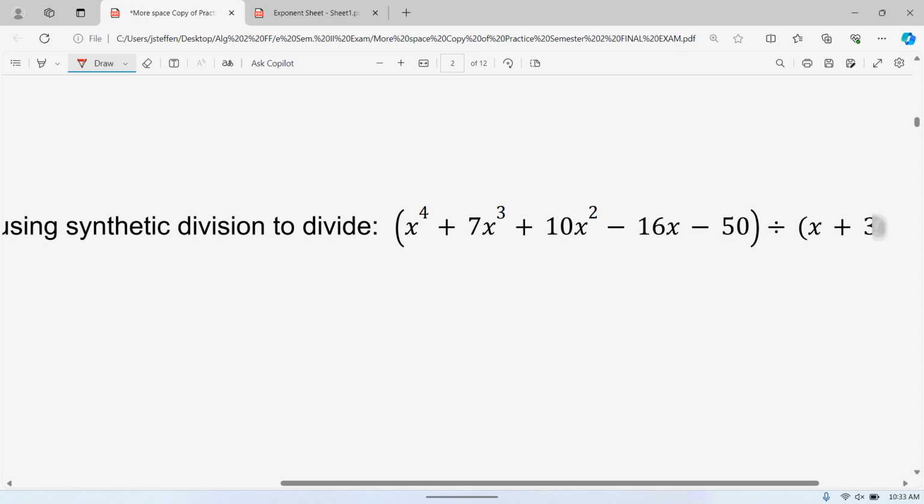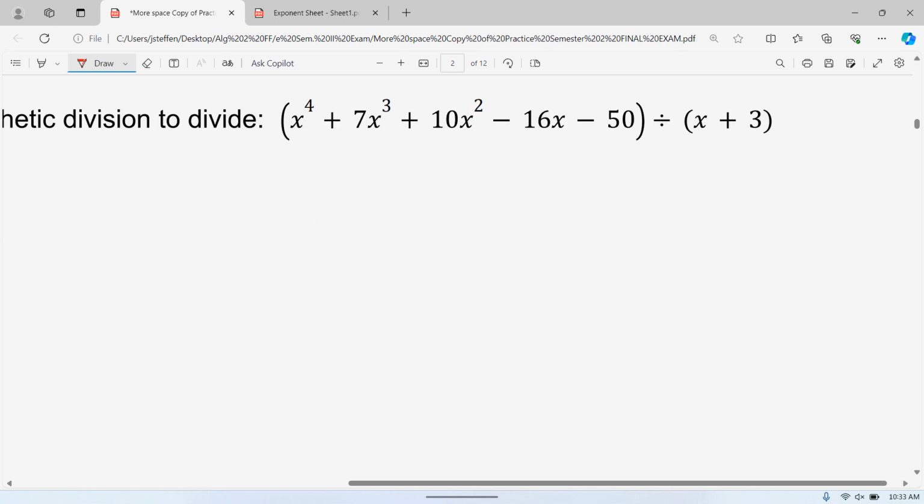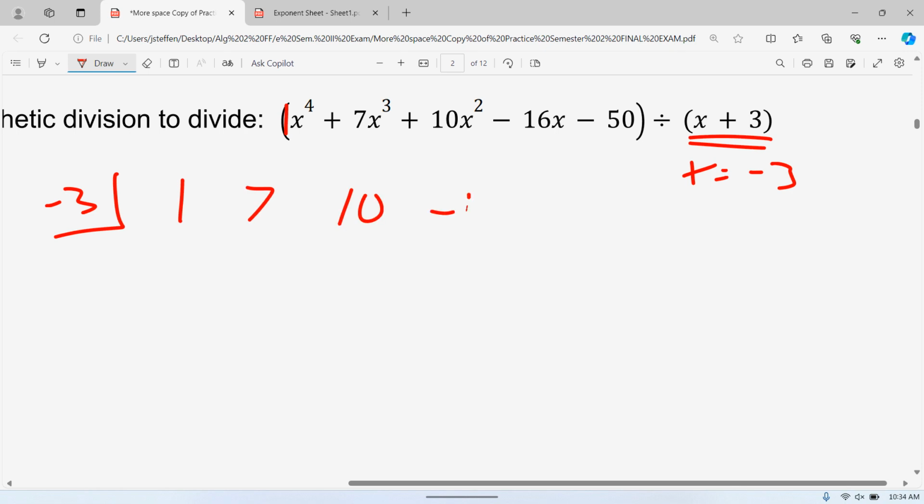This next one says find the remainder using synthetic division. So we're going to basically use division with this. The number that goes in this box is what makes this 0. It says x plus 3, so I'm going to use negative 3 for that. So it's negative 3 here. First row, it's all your coefficients. So 1, 7, 10, negative 16, 50.